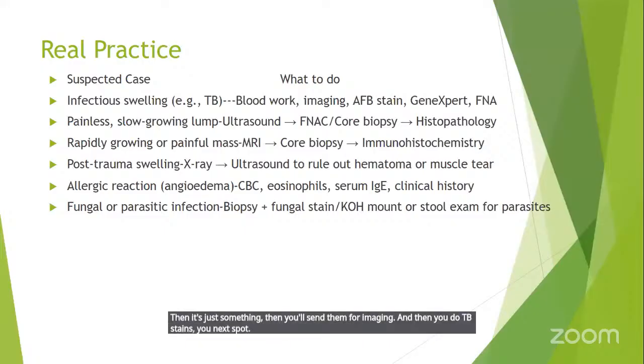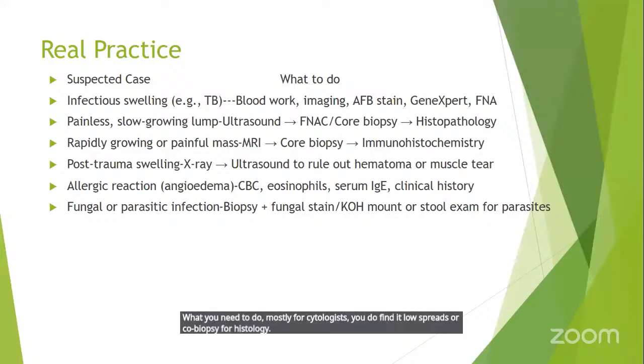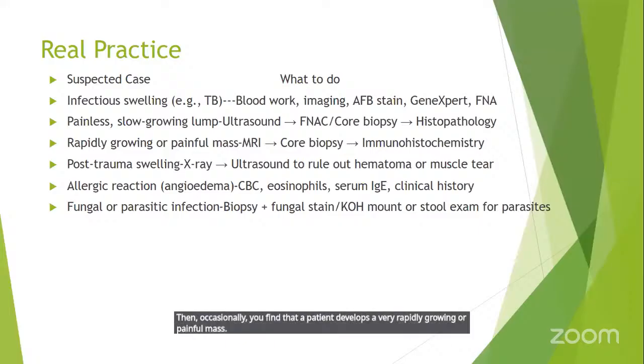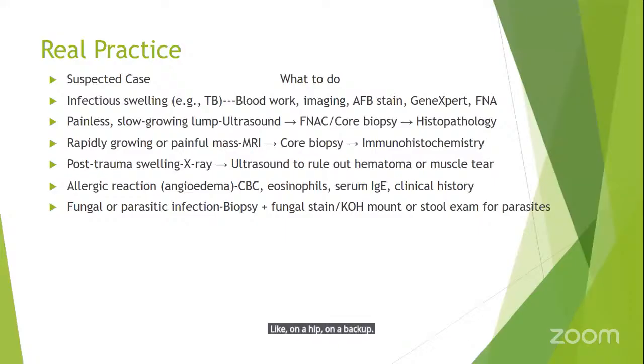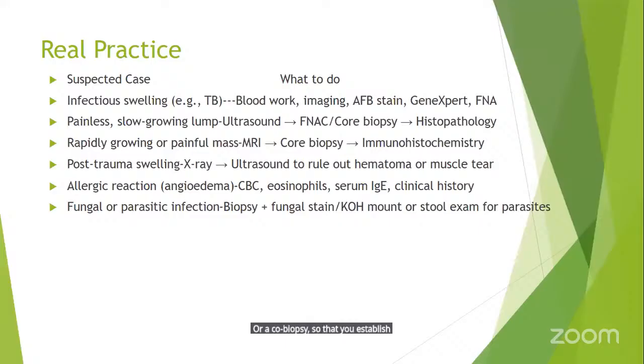Then if a person has a painless lump, like a small swelling on a limb that is not painful and is growing slowly, mostly for cytologists, you do fine needle aspirates or core biopsy for histology. Occasionally a patient develops a very rapidly growing or painful mass, on a hip, a buttock, a breast, or wherever. If you are available for some advisory committee, you have to make sure this patient has an MRI or a core biopsy so that you establish the cause.